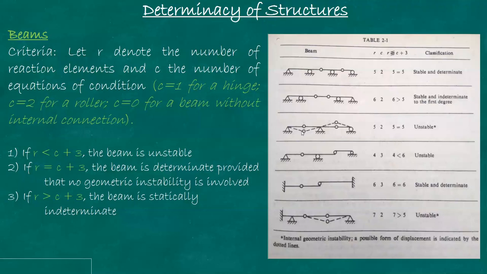Ang ikatulo, 5 ka reactions, hinge ug roller. So 5, and then naay internal hinge, 1 ug 1, so 2 tanan, 5 equals 5. Unstable siya. Determinate to odd, pero unstable. Ang explanation diri, internal geometric instability. A possible form of displacement is indicated by the dotted lines. Kung magbutang ka og load, free siya nga ma-rotate. So pagbutang nimo og load, ma-rotate siya.